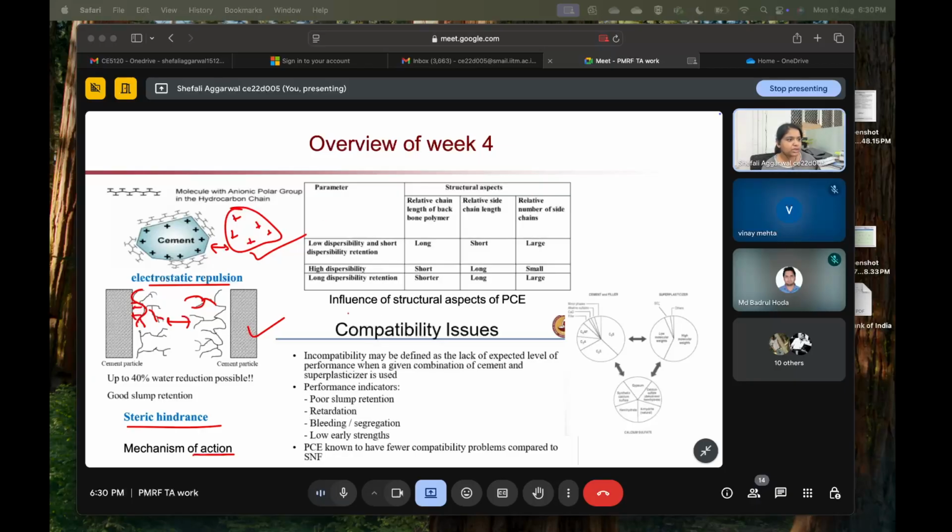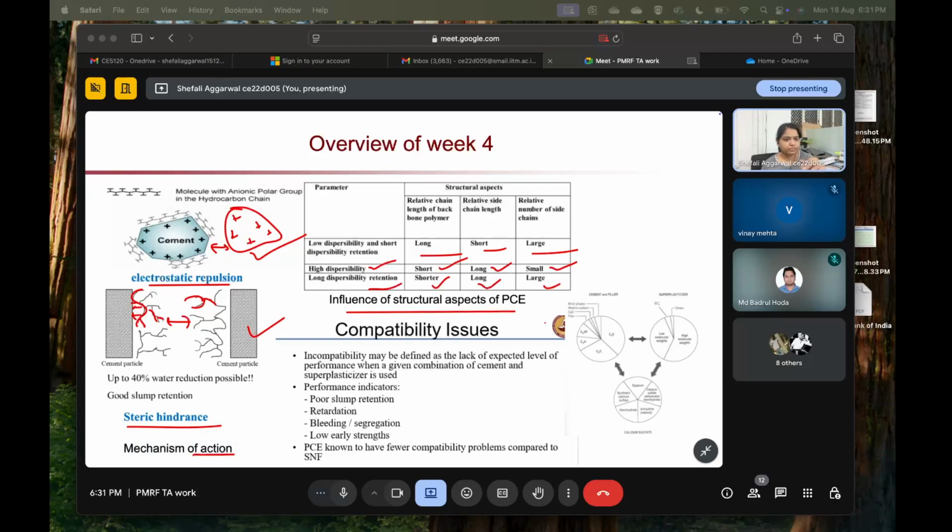So these are the influences of structural aspects of PCE. If we have lower dispersibility or shorter dispersibility retention, your relative backbone chain length should be long, your relative side chain length should be less, and the number of side chains should be more. In the same way, if you want higher dispersibility, your backbone chain length should be short, however your side chain length, to have more steric hindrance, should be long, and your number of side chains should be small. In the same way, for long dispersibility retention, it should be short, long, and larger.